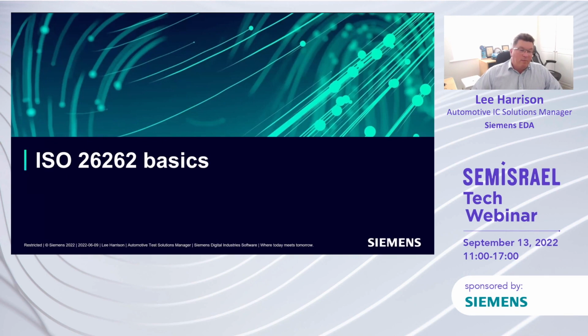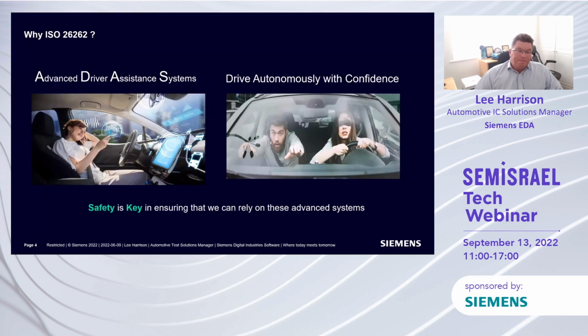Okay, so let's start with some of those ISO 26262 basics. Why do we have ISO 26262? What is it? And why do we need to be mindful of it? So ISO 26262 is a standard which prescribes the safety requirements that need to be addressed in any automotive component, whether that's hardware, software, and in our instance, the ICs that go into the vehicles themselves.